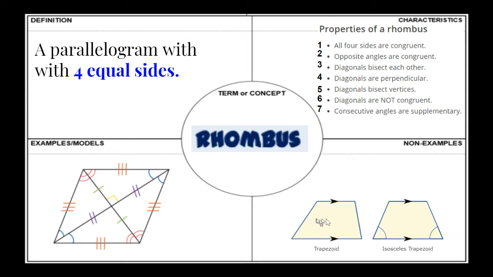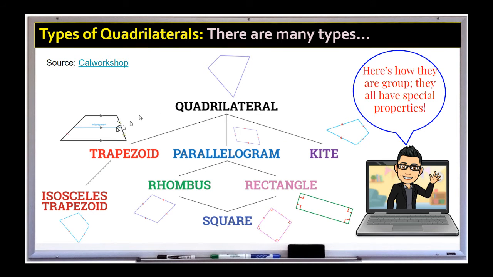Again, a trapezoid does not belong to the parallelogram group. All right, so we talked about many types of quadrilaterals. Last time we talked about the parallelogram, the special quadrilateral. Today we talked about this group right here, the rhombus, the rectangles, and the square, which are parallelograms. They are just more special, okay?